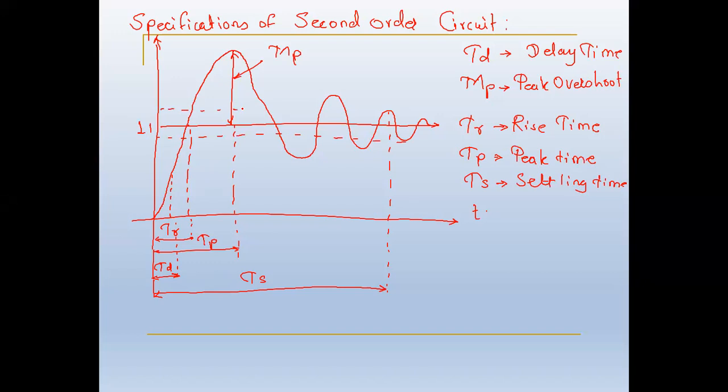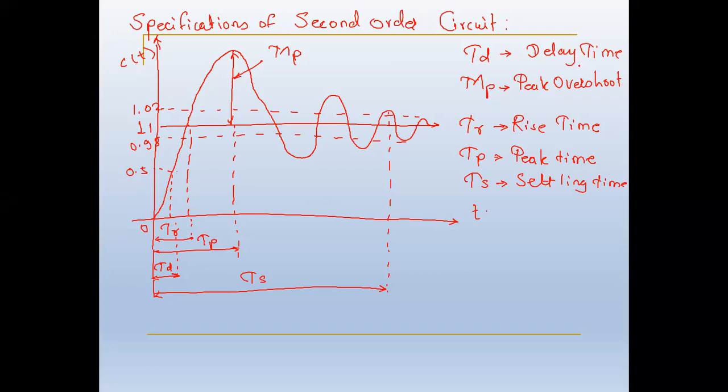There are different conditions. The response is known as C of t, and 0.50 marks the halfway point. So one by one we'll go through the definitions. Delay time is the time required for the response to reach 50% of the final value for the first time.